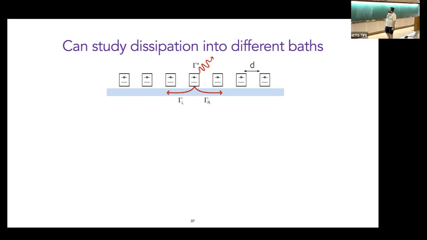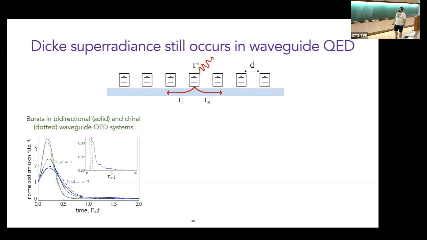and things like that. And so I can now look at this system, which is much simpler, and I can see again superradiant bursts can be observed. And so here we have both a bidirectional waveguide, which is where this gamma L and gamma R are the same, and a chiral waveguide, where one of these is biased to be more likely.